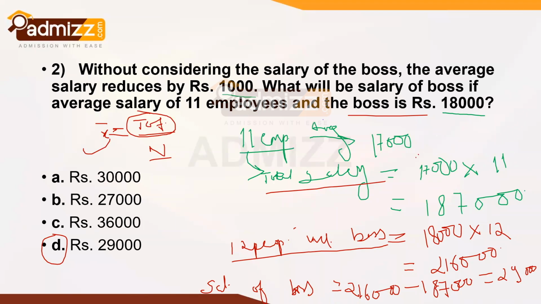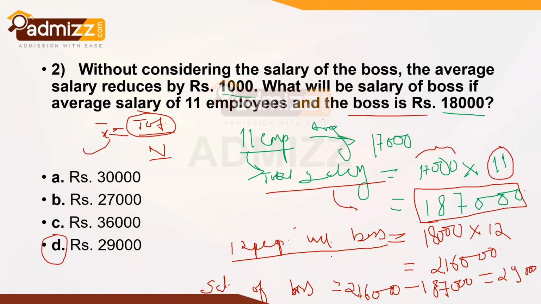So the average is 17,000 for 11 employees, which is 1,000 less than 18,000, so 17,000. And the total number of employees is 11. So we are multiplying these two to get this particular value as the total salary of 11 employees.